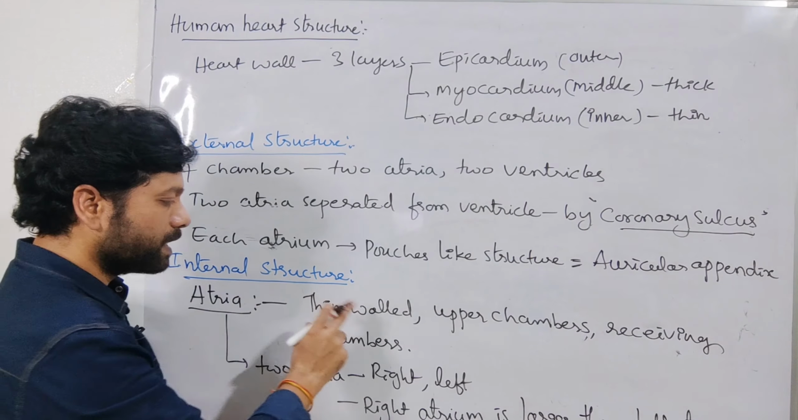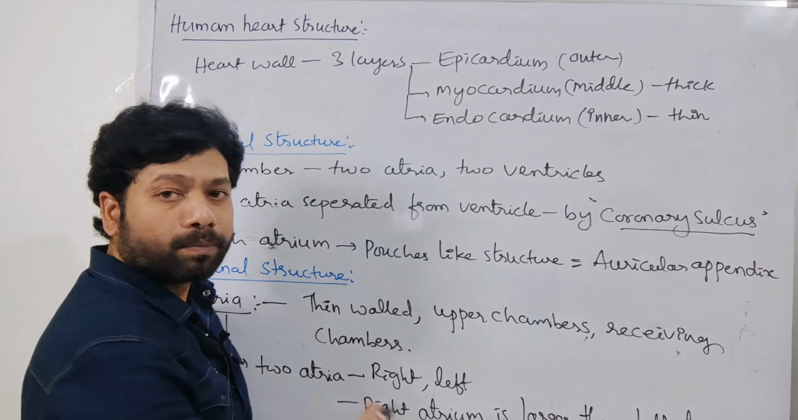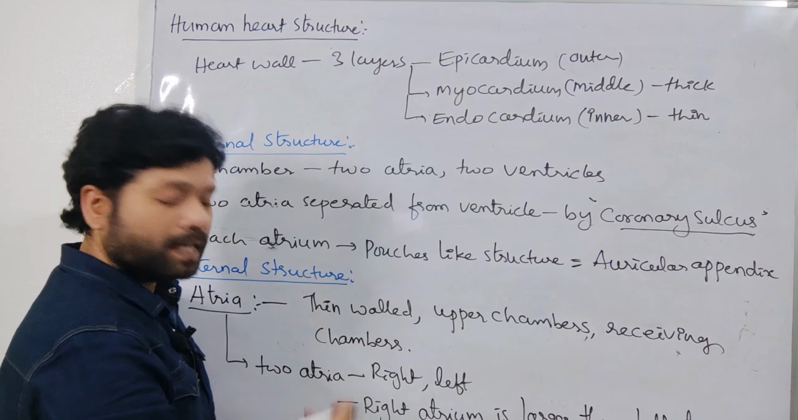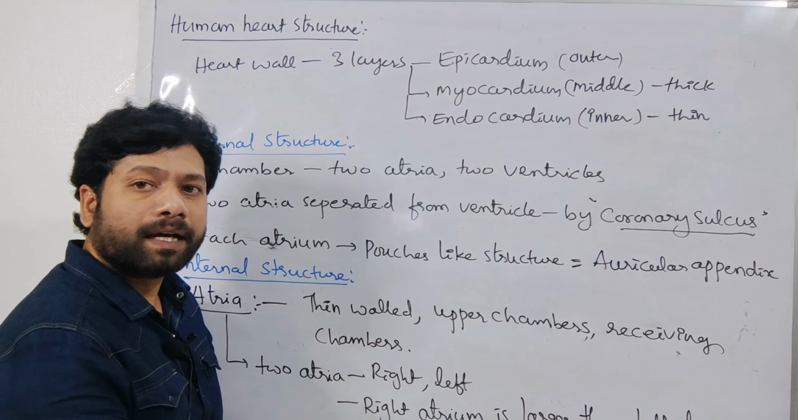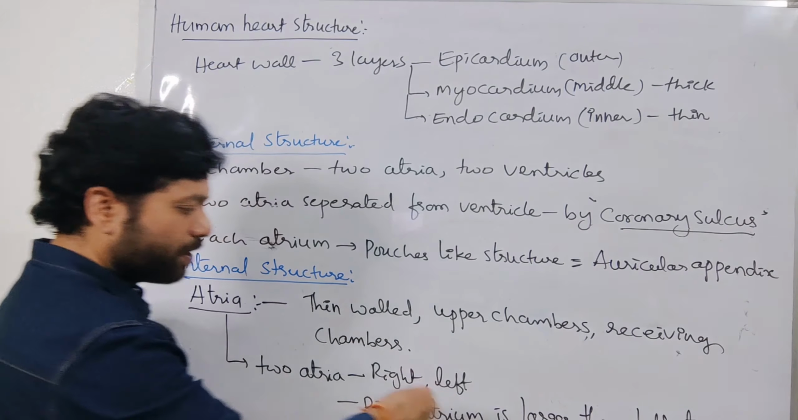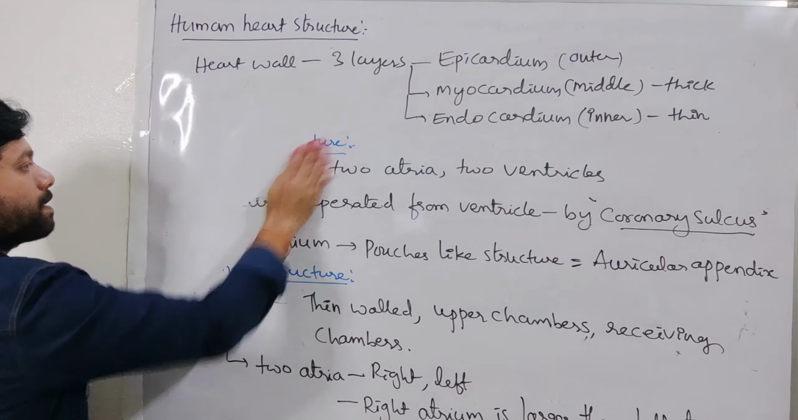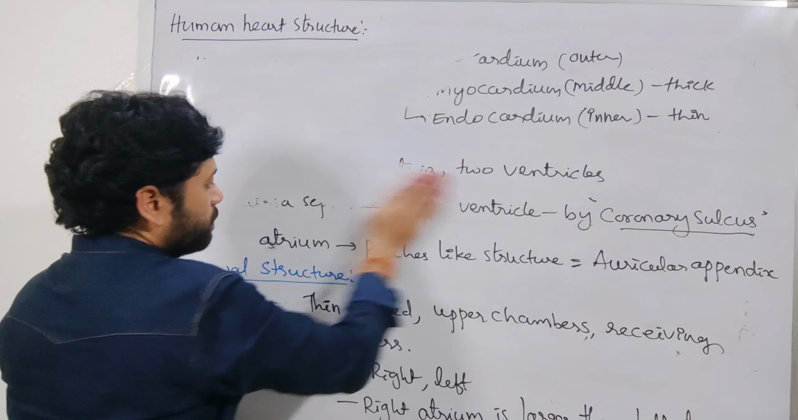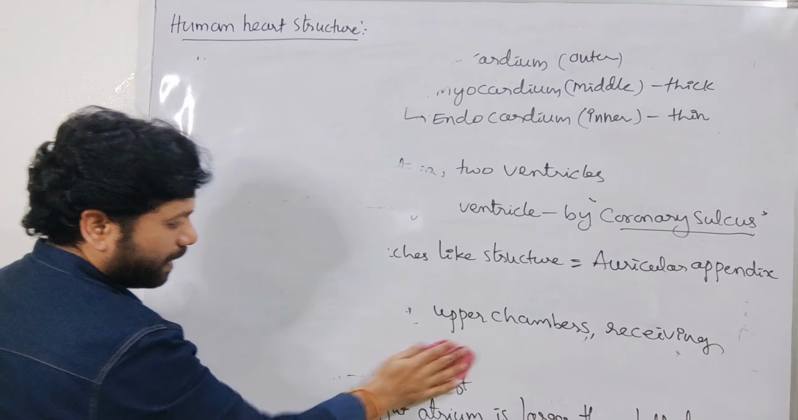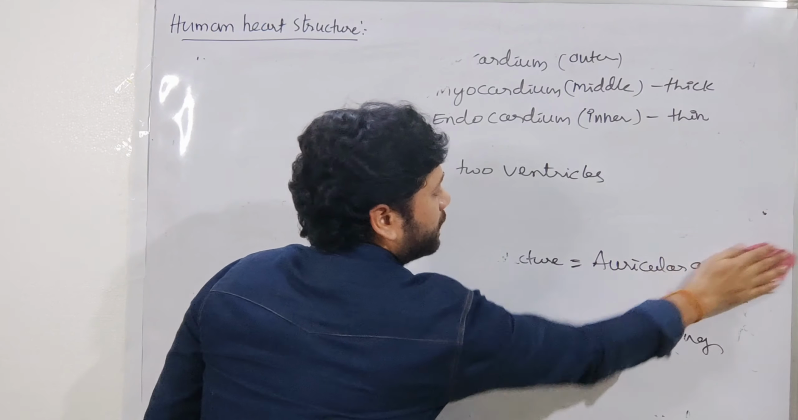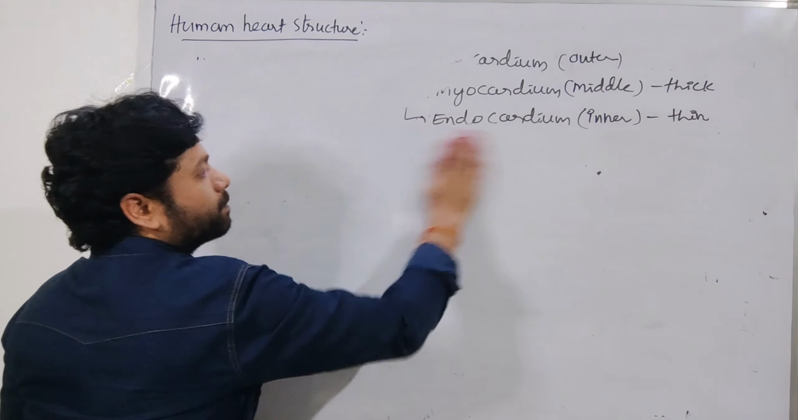Two atria are the what? The thin-walled and also upper chambers and receiving chambers. Two atria means our right and left one. The right atrium is larger than the left atrium. So let us continue the discussion of the internal structure. Next one. The two atria are separated by a septum, that is known as the interatrial septum.